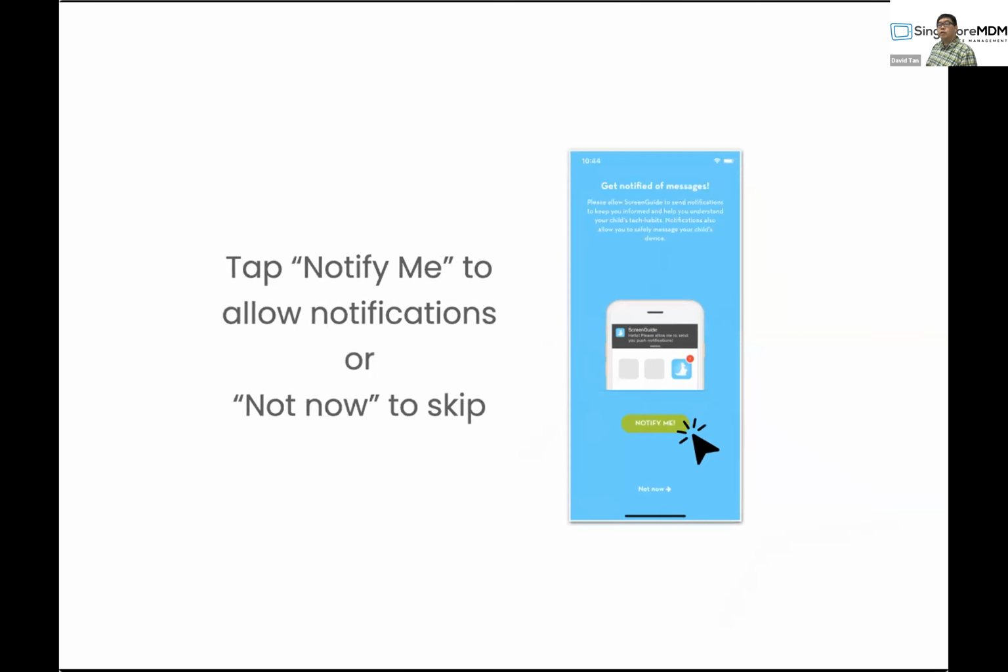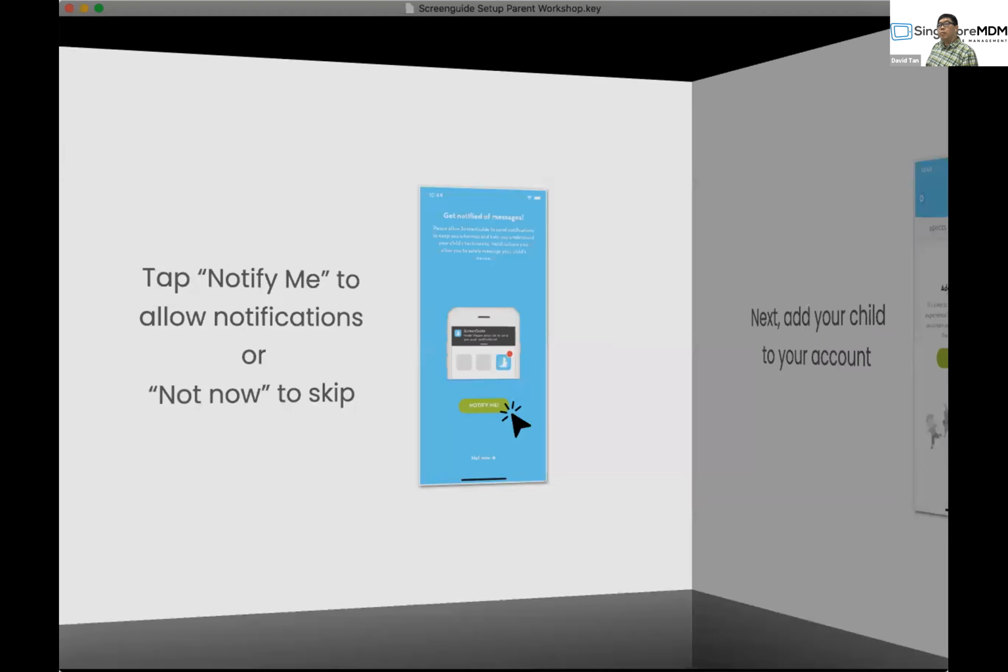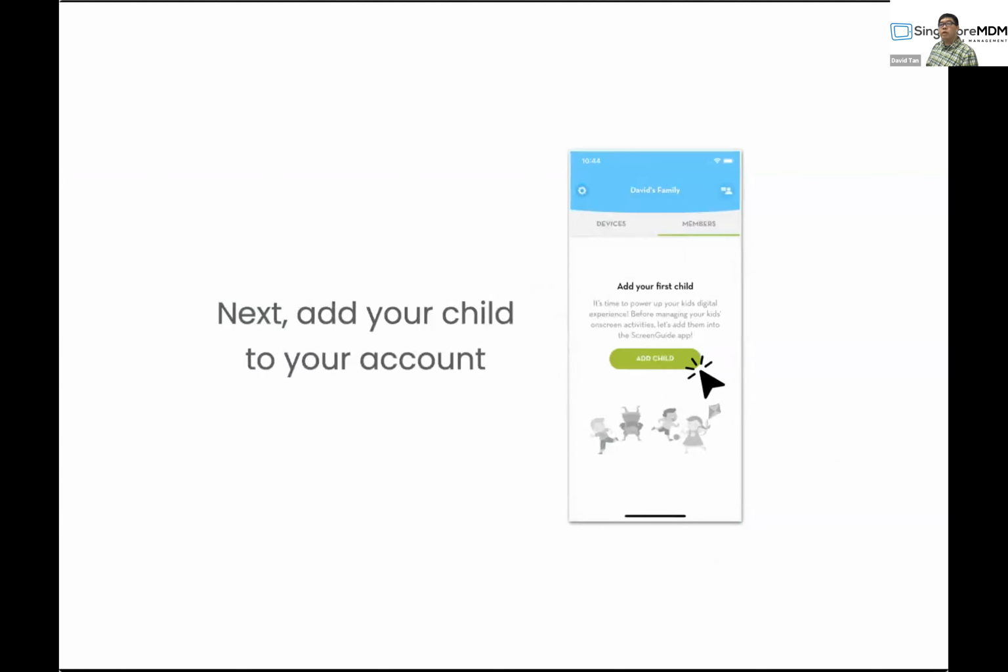For the notifications, you may choose to allow notifications, or you can choose to skip it for now. Notifications can be useful because sometimes if there's any errors or alerts when you are sending a command to control your child device, a response may be sent back to the app, and you may be able to see that notification on your phone directly. So tap on notify. The next step will be to add your child to the account. So tap on add child to continue.